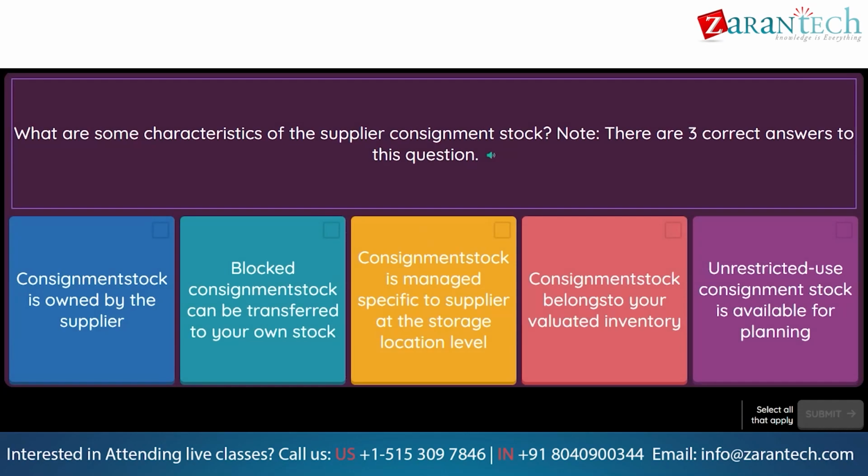Question: what are some characteristics of the supplier consignment stock? Note, there are 3 correct answers to this question. Option 1, consignment stock is owned by the supplier. Option 2, blocked consignment stock can be transferred to your own stock. Option 3, consignment stock is managed specific to supplier at the storage location level. Option 4, consignment stock belongs to your valuated inventory. Option 5, unrestricted use consignment stock is available for planning.